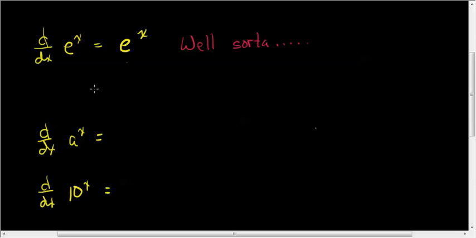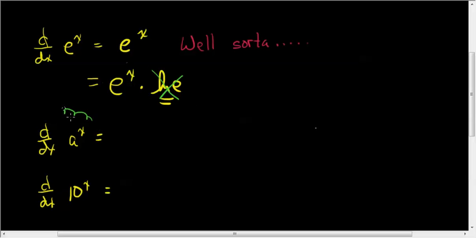Okay, something we think we know. We think we know that the derivative of e to the x is e to the x. Well, it is, sort of. What it actually is, is e to the x times the natural log of e. But that doesn't bother us because the natural log of e is 1, right? So it actually is e to the x. It's just that this has a value of 1. So it's e to the x times 1.